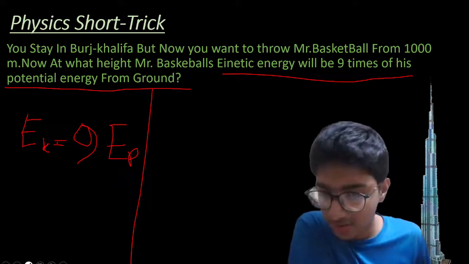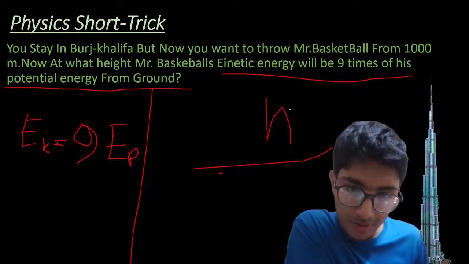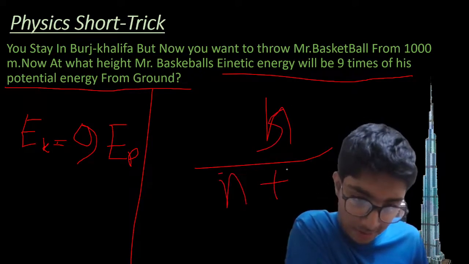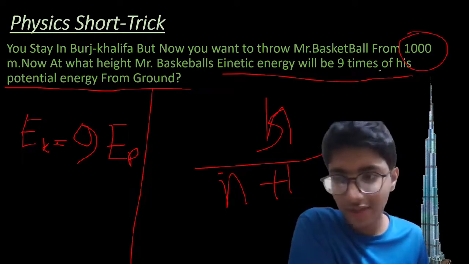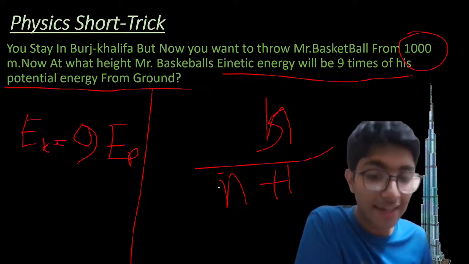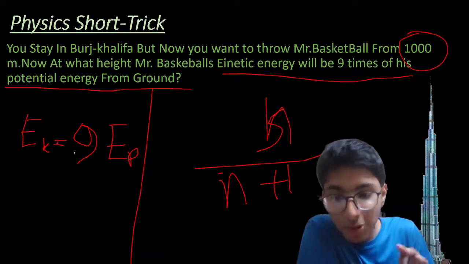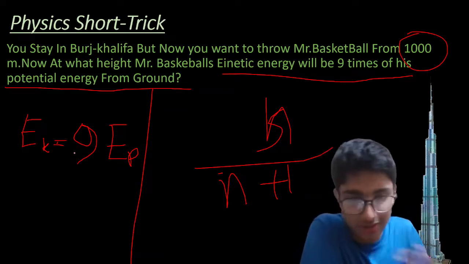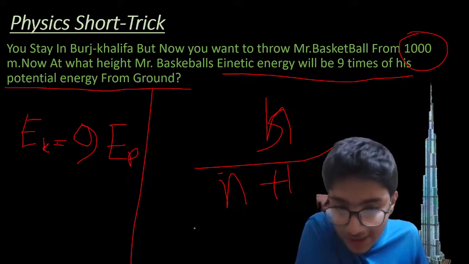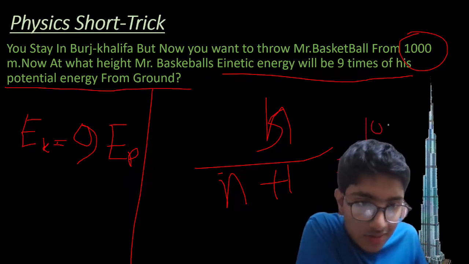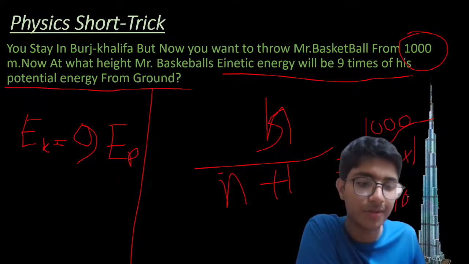So let's do it. The formula is s divided by n plus 1. Here s is the total height from where the free falling has started, and n is the ratio of the times of potential energy and kinetic energy. So here EK is 9 times, so we write 1000 divided by 9 plus 1, which is 100 meters. This is the answer.